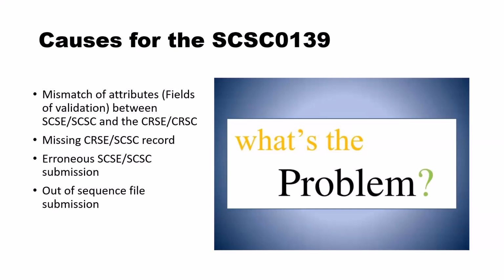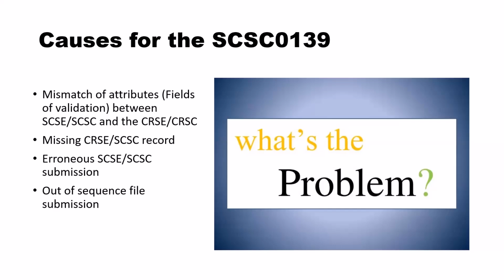So common causes for the student course section completion 0139 error: a mismatch of attributes, those fields of validation between the student course file and the course file, okay? One of those fields of validation could be incorrect. There are 5 fields of validation, right? There could be a missing course file, right? We just are missing the course record for whatever reason. Maybe it was populated, we enrolled the students, and then that course record was deleted. Perhaps it was removed through a transaction, being that these files are full replacement. Maybe it was replaced and not populated again.